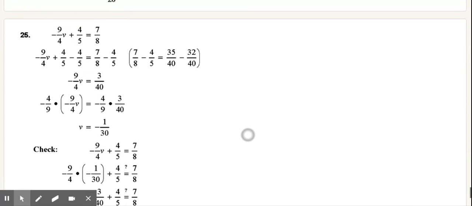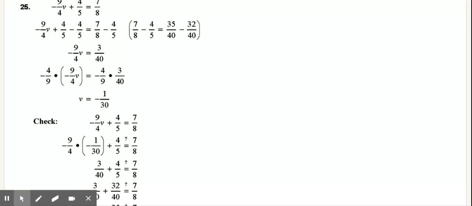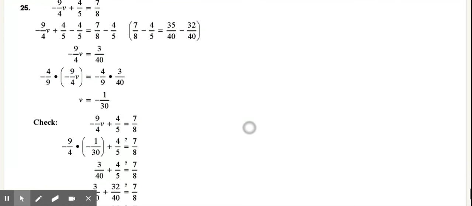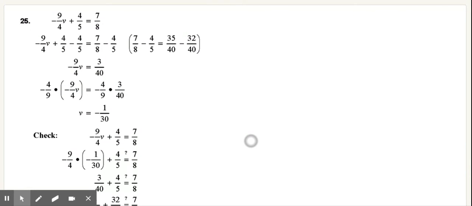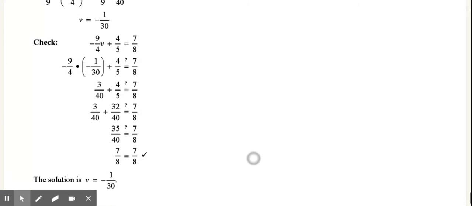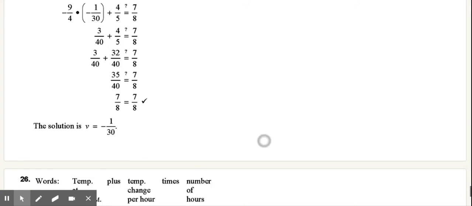25. V equals negative 1/30. There's all that work. What you do to one side, you do to the other. You go step by step, and then there's that check. And then 26.